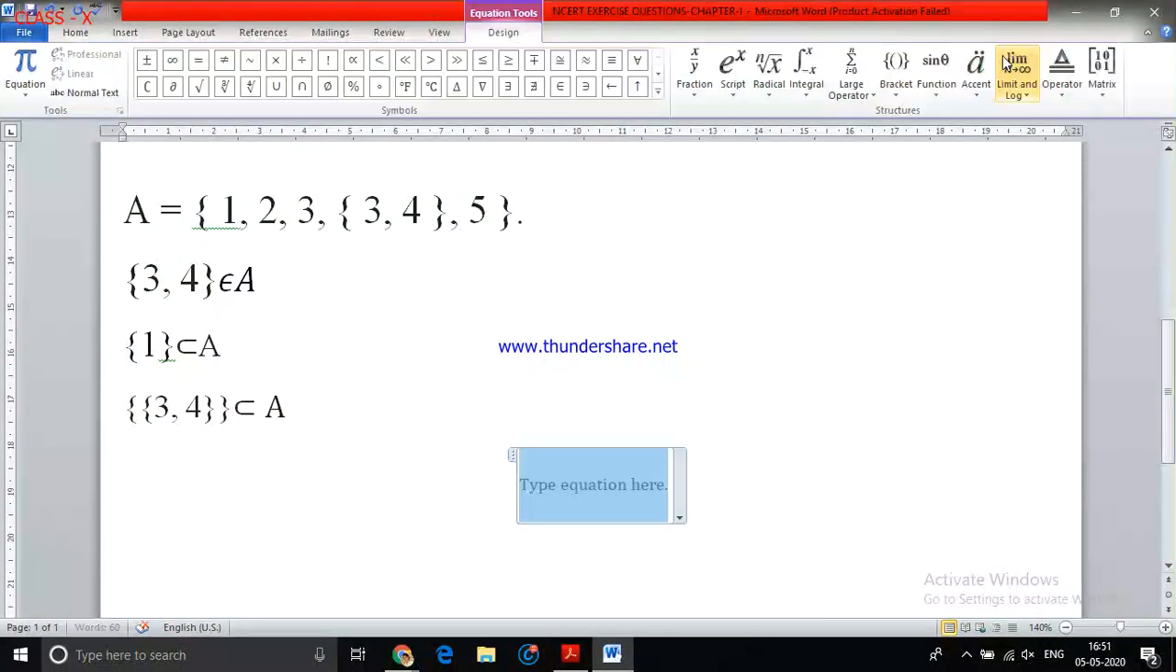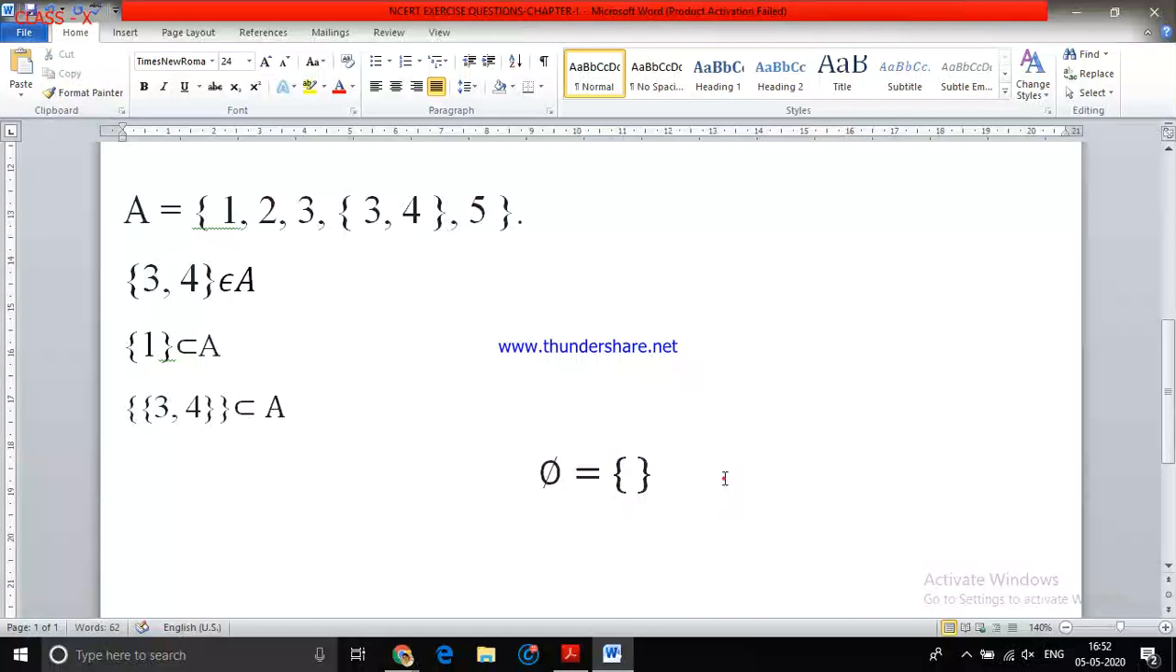Let me check that phi symbol. Yes, it is here. If I want to use the notation for the empty set, this is the notation for phi. If I want to write phi in brackets, nothing will be inside the bracket. But if I put phi again inside the bracket, this is not an empty set. This is a set consisting of one element. That element we call phi, one of the Greek symbols like alpha, beta, gamma, phi. So this is not an empty set.